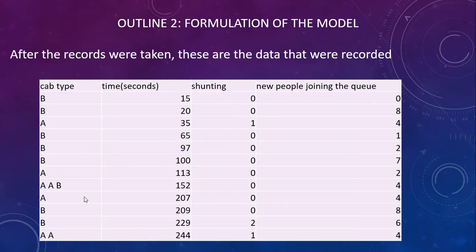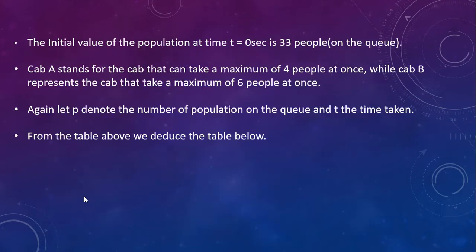Then we have shunting, that is those people that are entering the queue from the middle. So we recorded those that are entering the queue from the middle, that is shunting. The new people joining the queue at the back were also recorded. So now, the initial value of the population at time t equals 0 is 33 people. That is, people on the queue are 33 when we started the record.